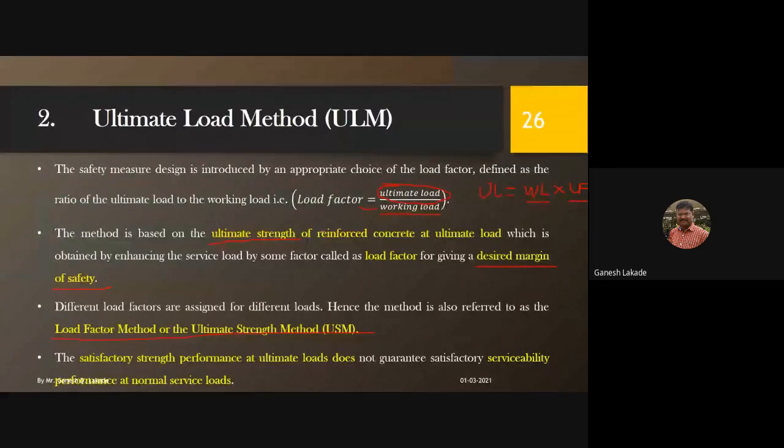Can anyone tell me? You can read this point particularly. Is it visible clearly? This last line on your screen. The satisfactory strength performance at ultimate loads does not guarantee satisfactory serviceability performance at normal service load.